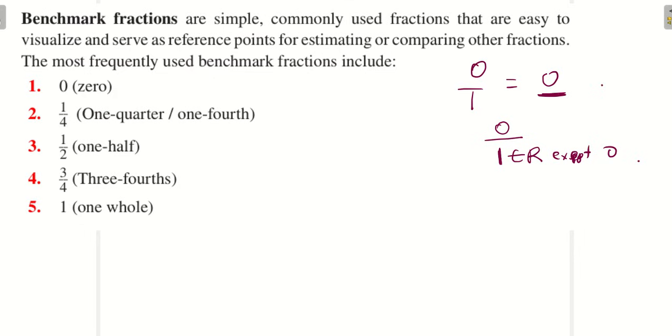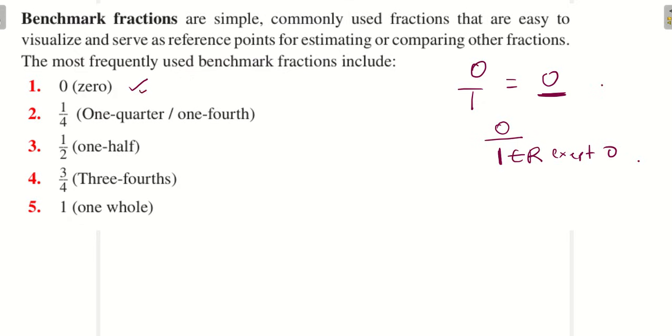So whenever you divide 0 by any number at all, which is a non-zero number, you are going to get 0. Let's take note of that.